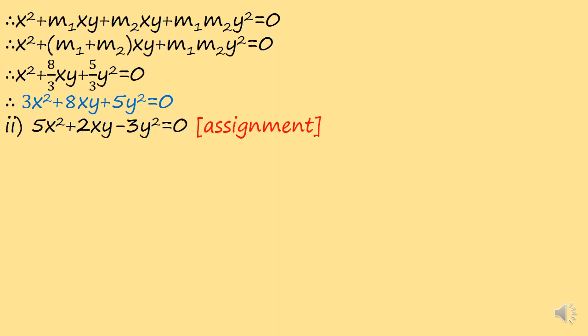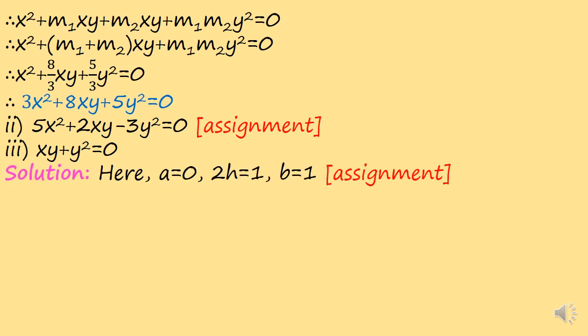This sum is very similar to the previous one, that is the first sum. You can do it as an assignment using the same steps there. The third question, xy plus y square is equal to 0. Here we have a is equal to 0 because the first term is not there at all. So a is 0, 2h is 1 and b is 1. Now you can solve it in the same way as the previous sum.